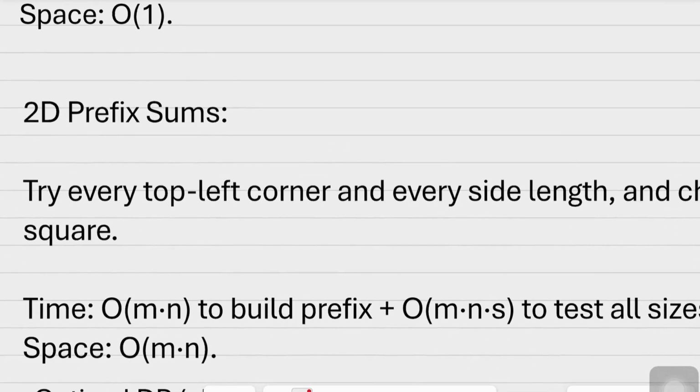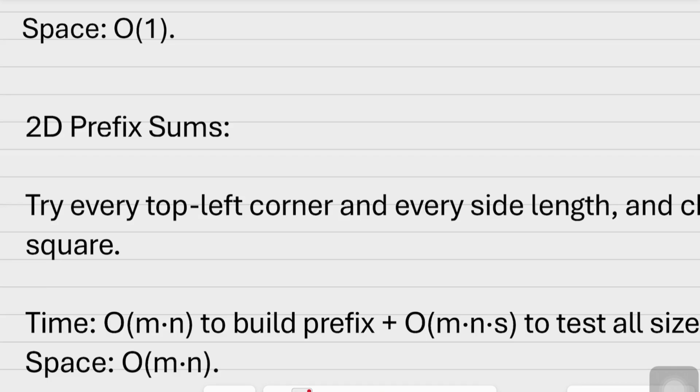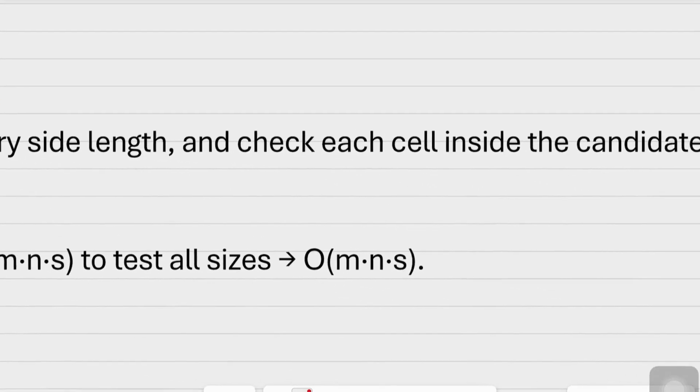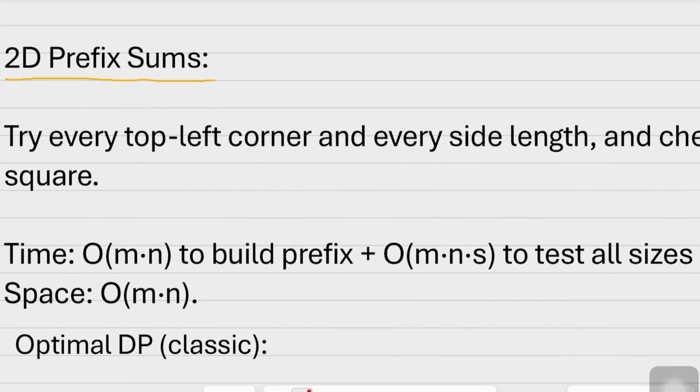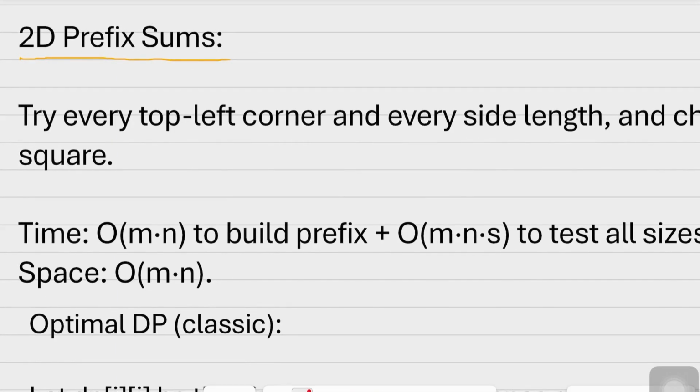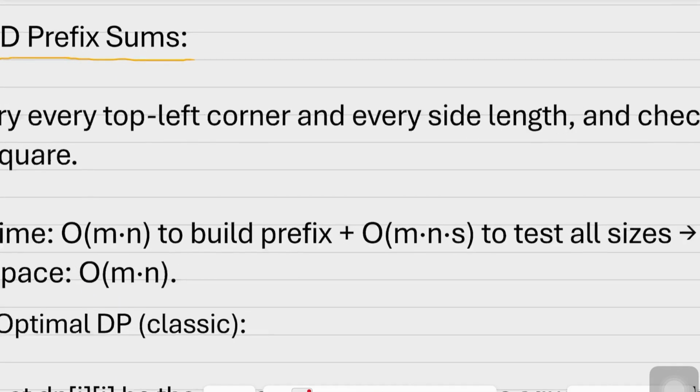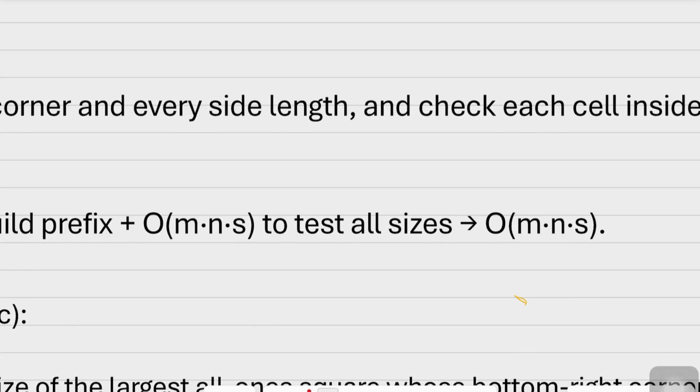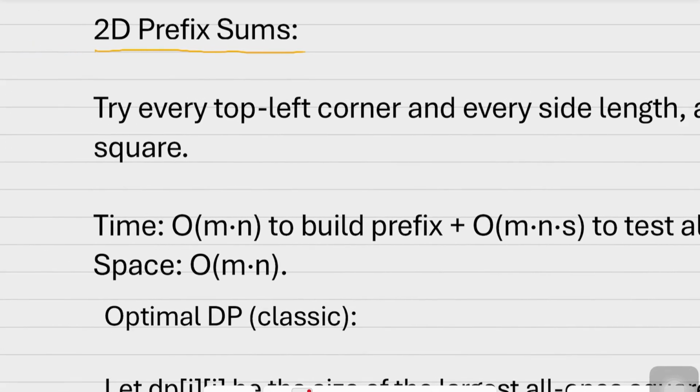It's time to think of something better, like using 2D prefix sums. Precompute a 2D prefix sum so you can get the sum of any k by k block in O(1). If the sum equals k squared, the block is all ones. Time: O(m times n) to build the prefix, plus O(m times n times s) to test all sizes. Space: O(m times n). Still not optimal, but much better.